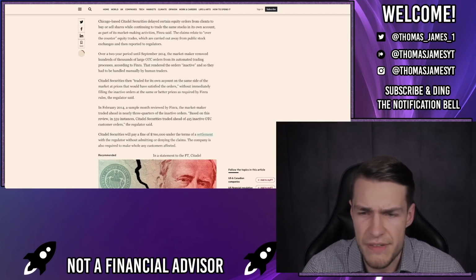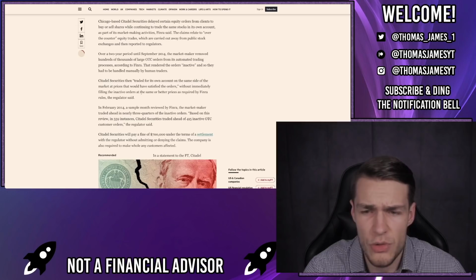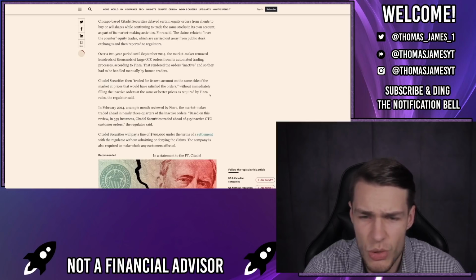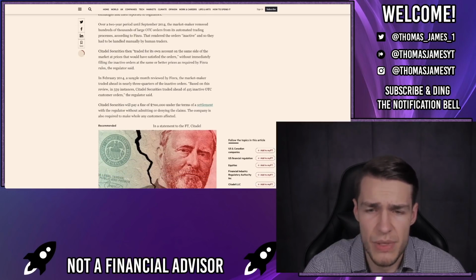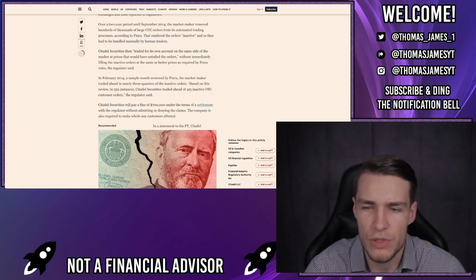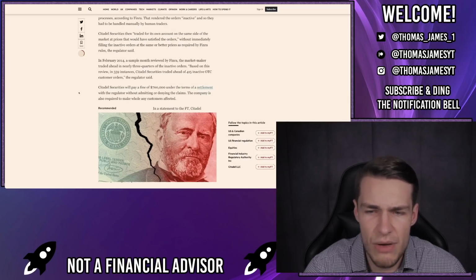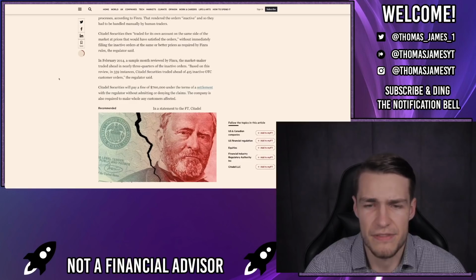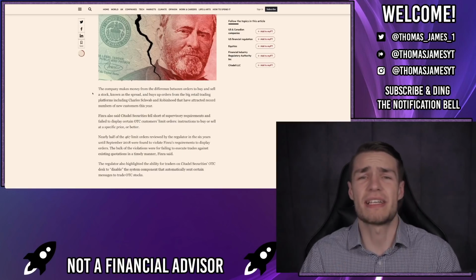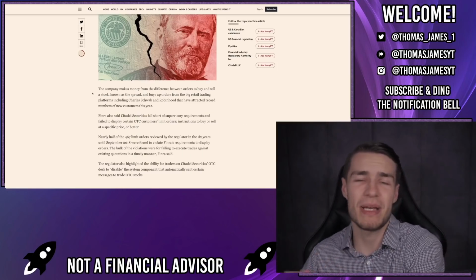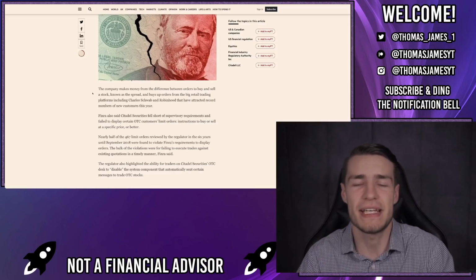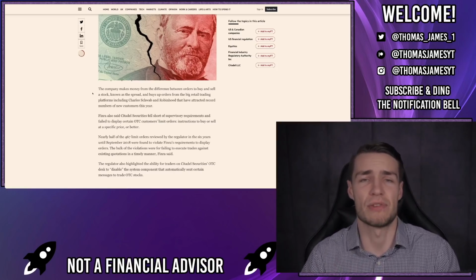Citadel Securities then traded for its own account on the same side of the market as prices that would have satisfied the orders, without immediately filling the inactive orders at the same or better prices as required by FINRA rules. In February 2014, a sample month review by FINRA, the market maker traded ahead in nearly 3/4 of the inactive orders. But yet for this, Citadel only got $700,000 as a fine. I personally think it's absolutely disgusting that Citadel can openly manipulate the market in front of FINRA and the SEC and only get a small $700,000 fine.